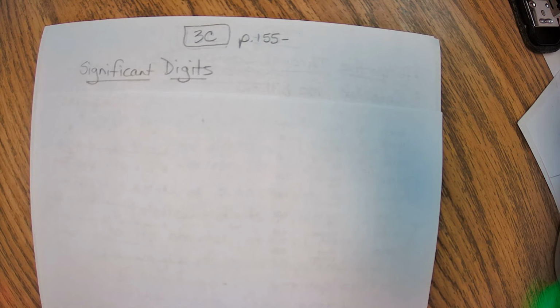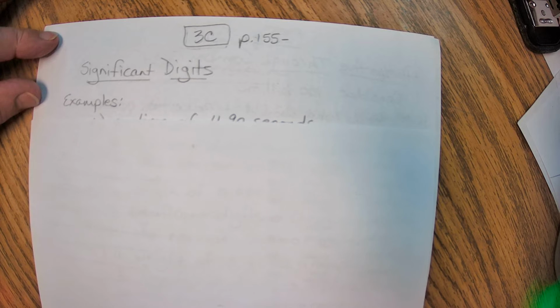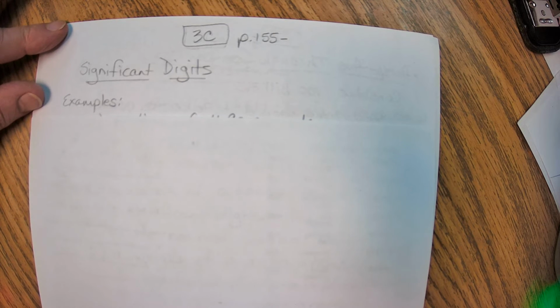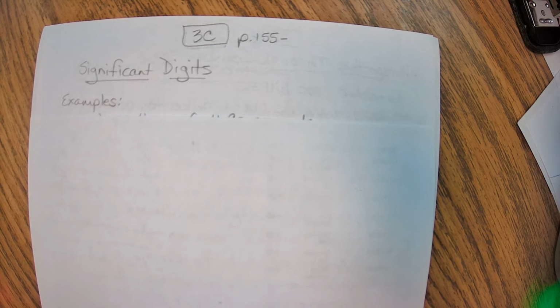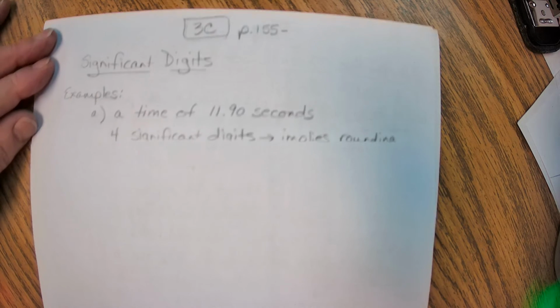Okay, we're at Contemporary Math, Section 3C, which is on page 155. Start off by talking about significant digits. I'm just going to jump into some examples, and I know that you guys have probably heard about significant digits. Usually in science, they use a lot of significant digits.